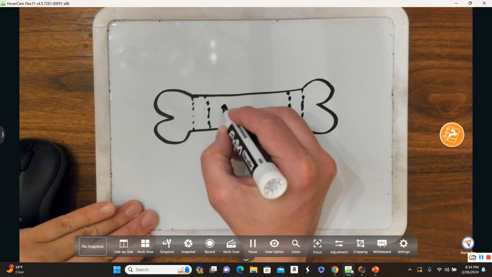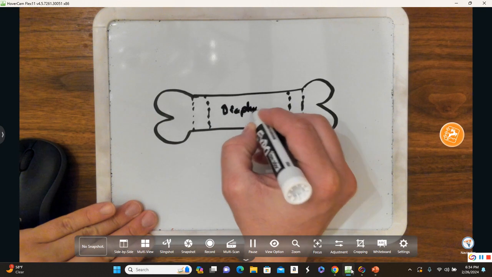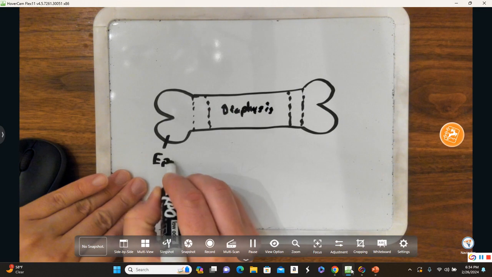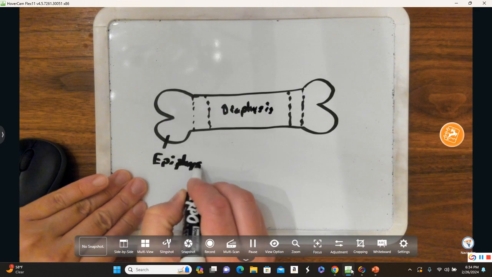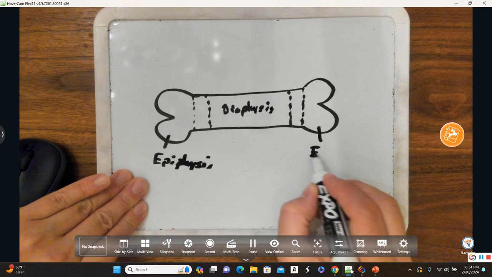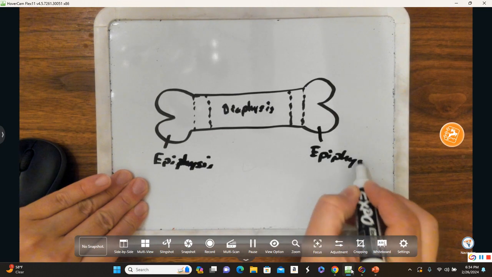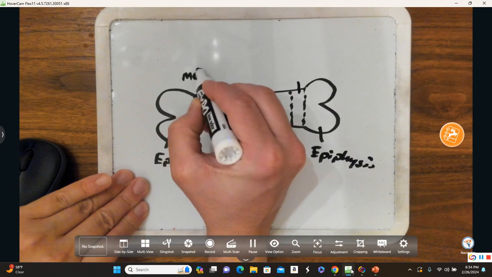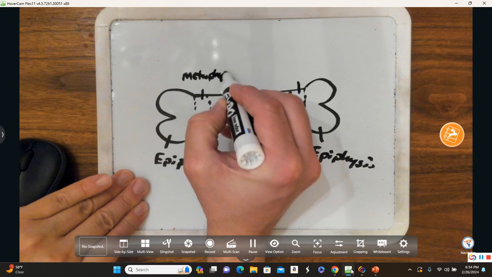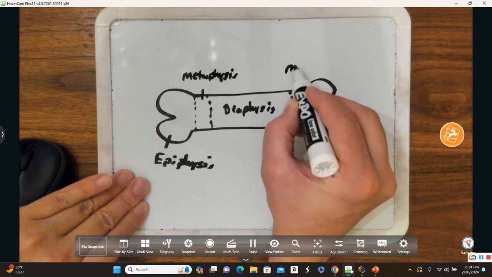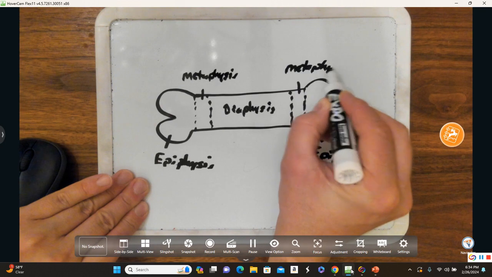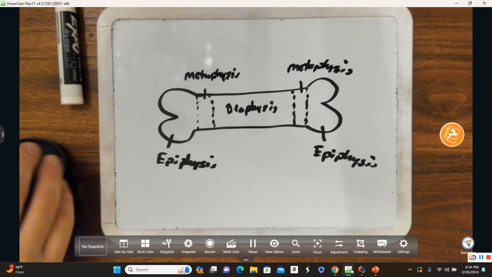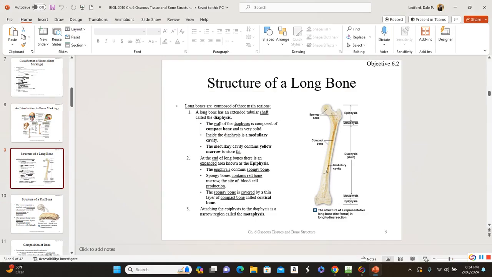Okay, so we have the diaphysis, we have the epiphysis, and the metaphysis. Okay, all right. So those are the structures that we have for a main bone.